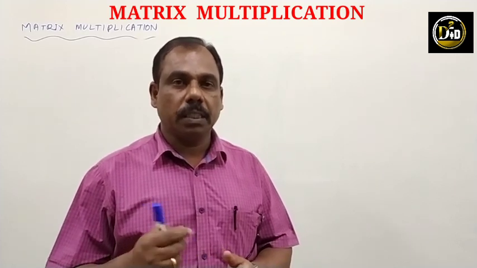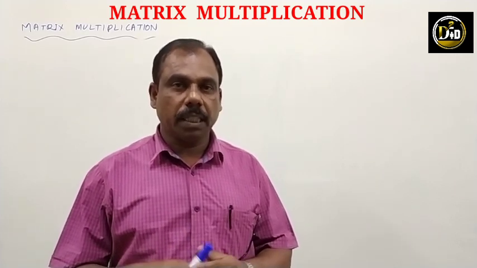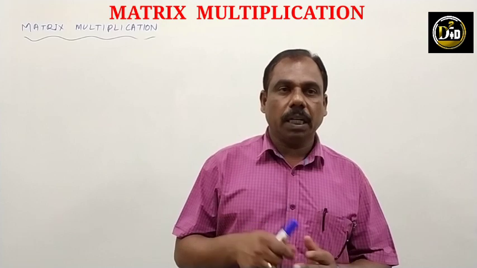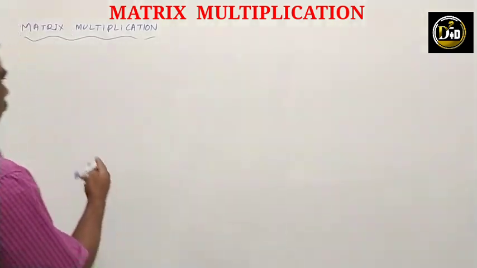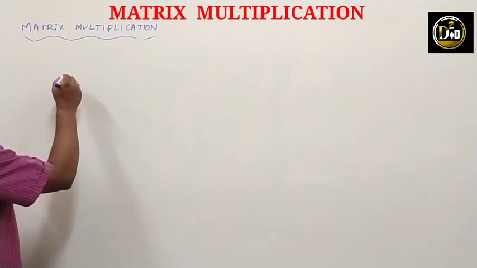So far, we found the product by taking square matrices. Now let us take two matrices, both not square matrices. We try to find the product.